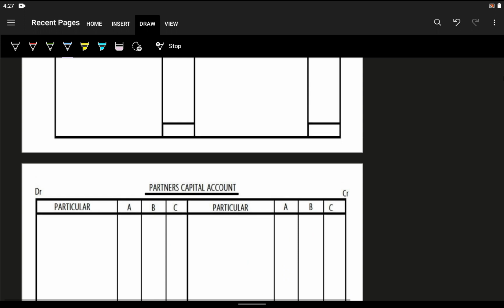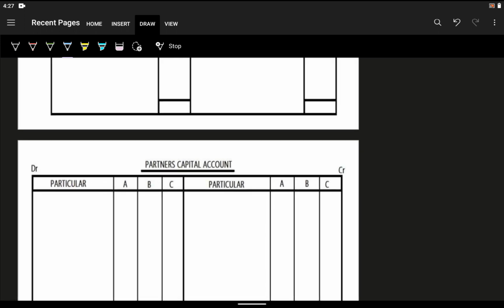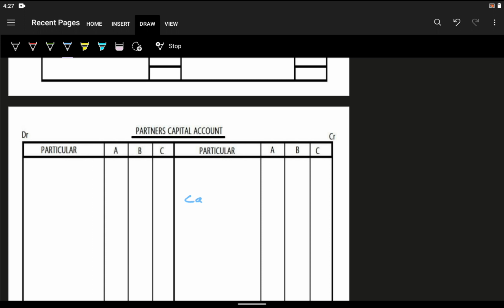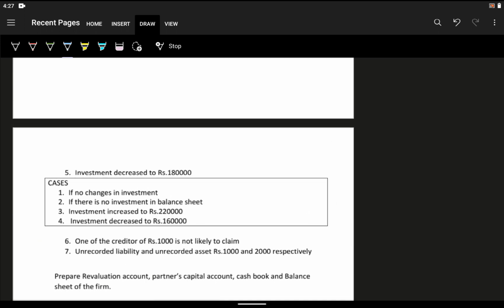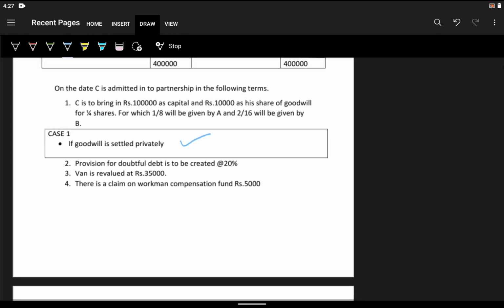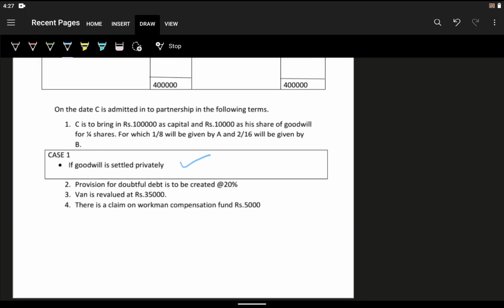So directly we can write in the capital account: cash brought by C, that is 1 lakh rupees. Cash brought by C is 1 lakh rupees. So this capital won't affect anywhere else. Directly we can write in the partners' capital account on C's side 1 lakh rupees. Whenever you see a transaction, you can do it one by one. So easily you can finish this question.